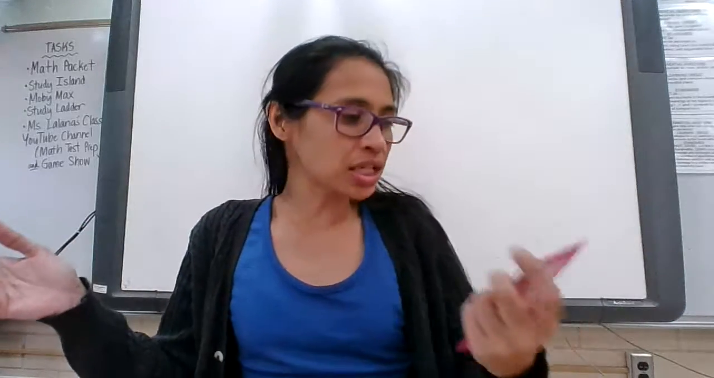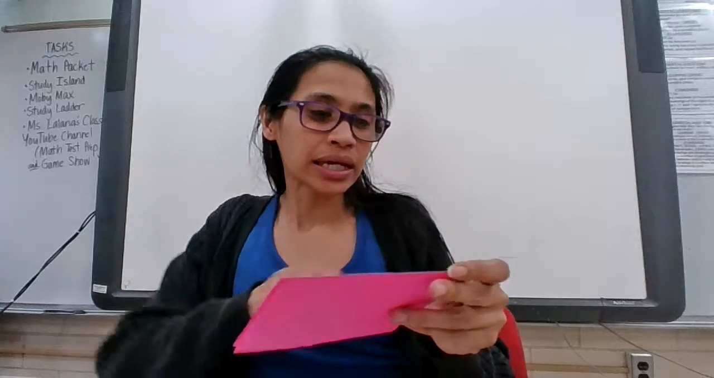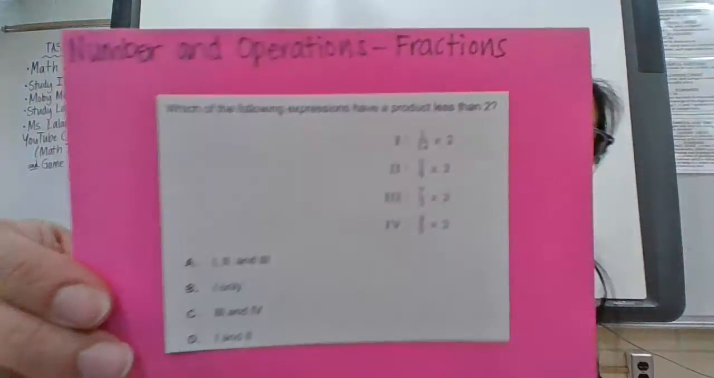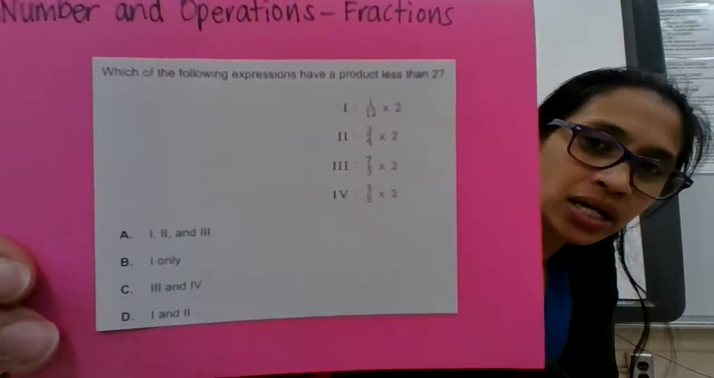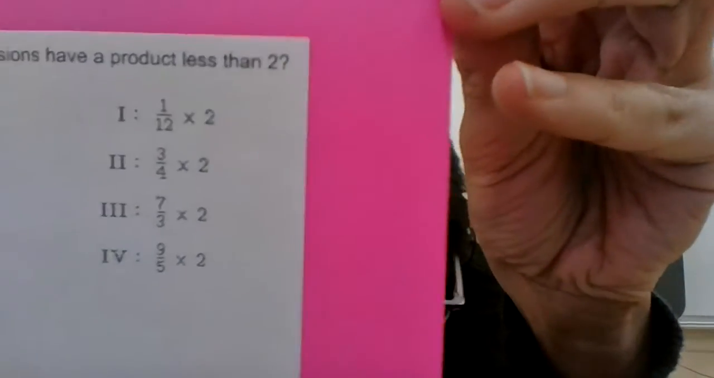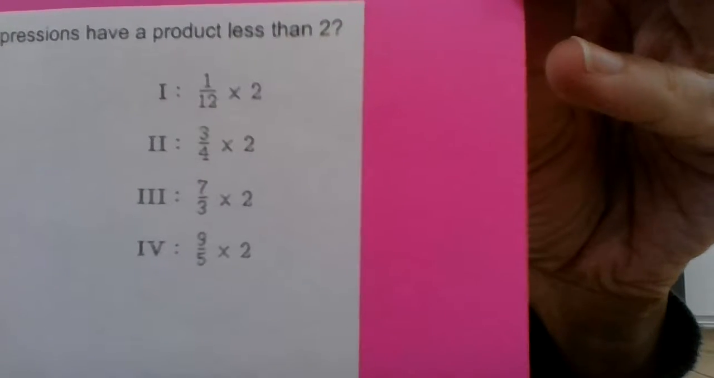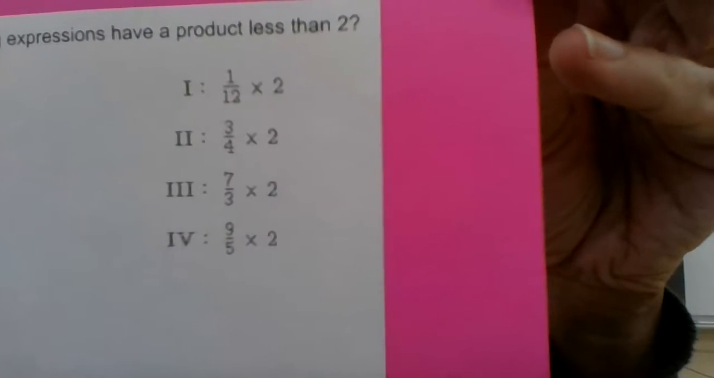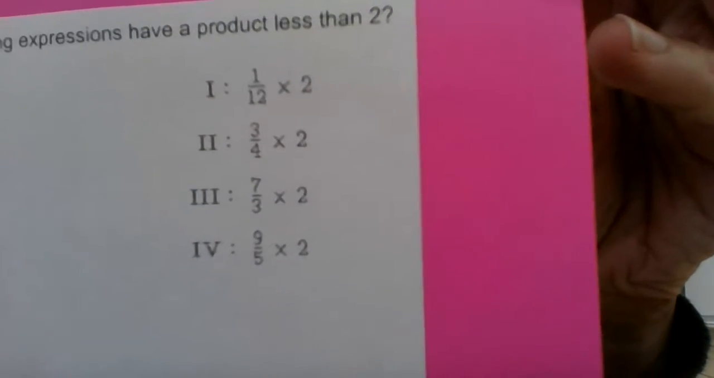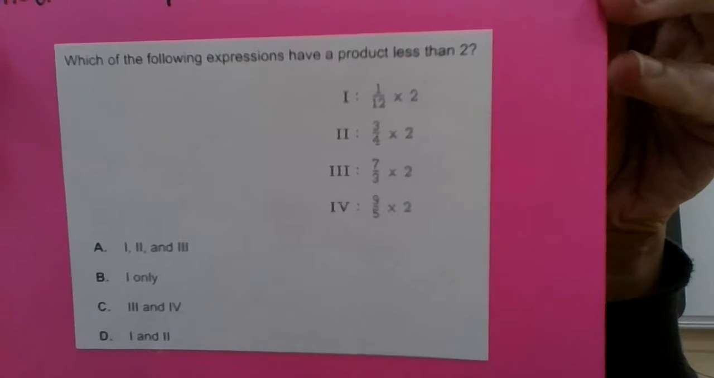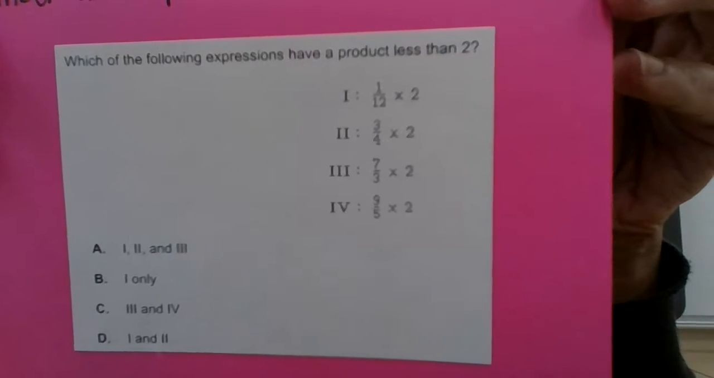All right. So this is question number 16 in the domain of number and operations fractions. It says, which of the following expressions have a product less than 2? Number 1 says 1/12 times 2. Number 2 says 3/4 times 2. Number 3, 7/3 times 2. And number 4 is 9/5 times 2. So the question says, which of the following expressions have a product less than 2?